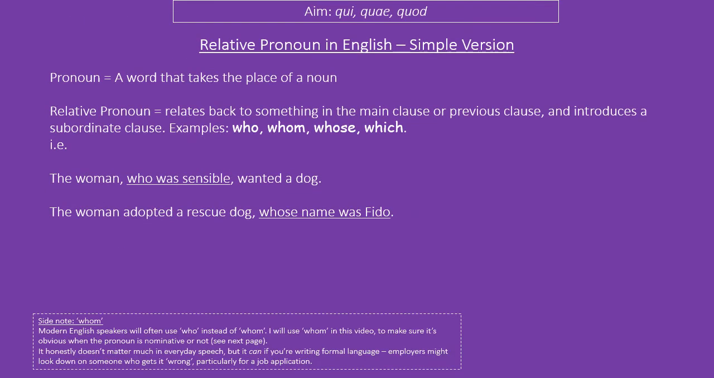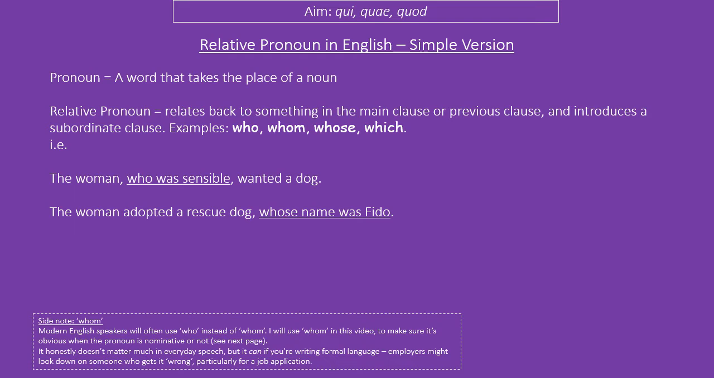So, relative pronoun in English, this is a somewhat simple version. We know that pronouns are words that take the place of nouns. A relative pronoun is something that relates to something in the previous sentence or the main clause, and it always introduces a subordinate clause known as a relative clause. So in English we're seeing examples like who, whom, whose, which.